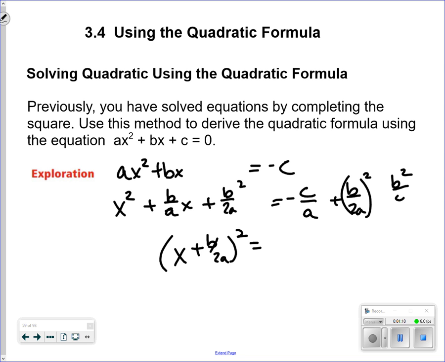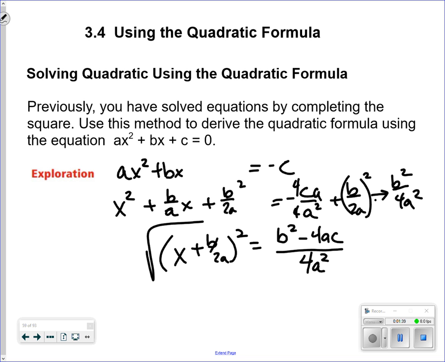This makes your completed square: x plus b over 2a squared equals, and I'm going to combine this, b squared over 4a squared. Then I'm going to multiply this by 4a to get a common denominator, which is b squared minus 4ac, all over 4a squared. So I squared the b over 2a and got this, and then I got a common denominator, so I had to multiply the first one by 4a.